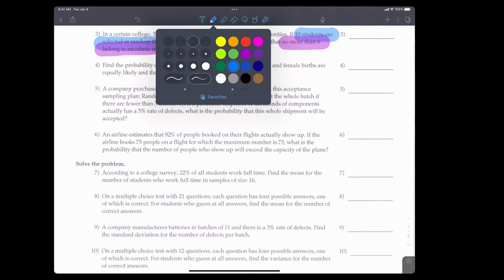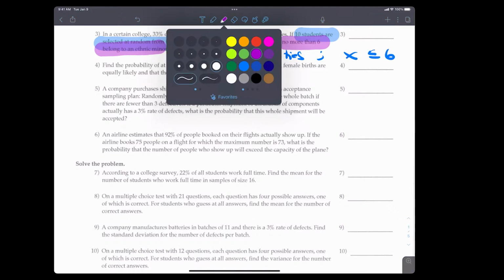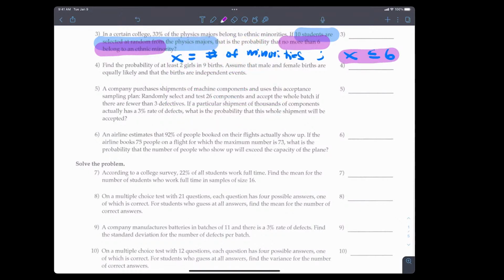So no more than 6 are minorities. Here's what we're going to say. X is the number of minorities, because they want to know the probability no more than 6 belong to an ethnic minority. So that's in terms of X. No more than 6 means 6 or less. So this is the meaning of no more than 6. It's 6 or less.